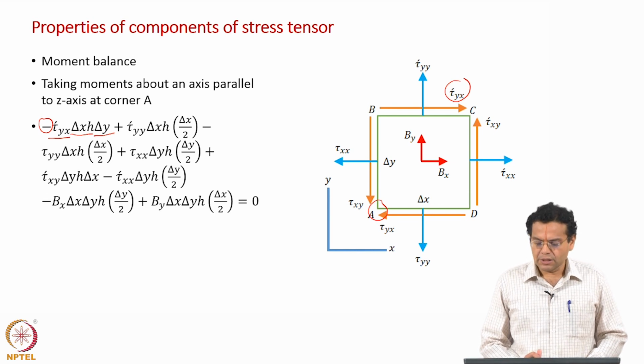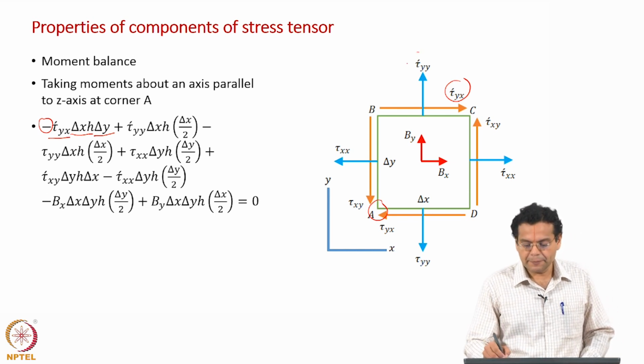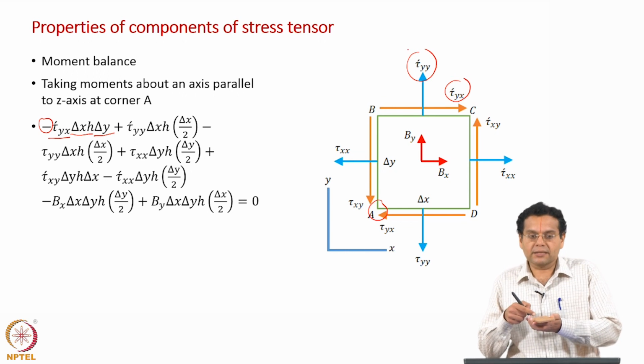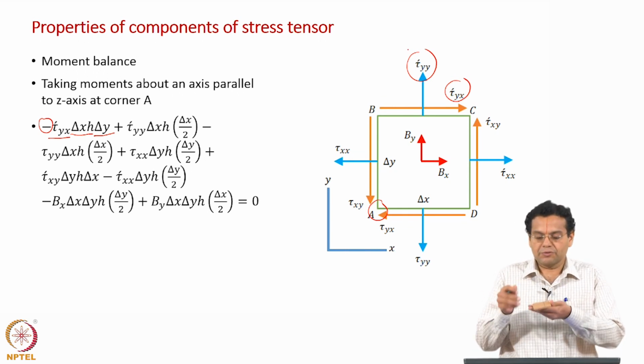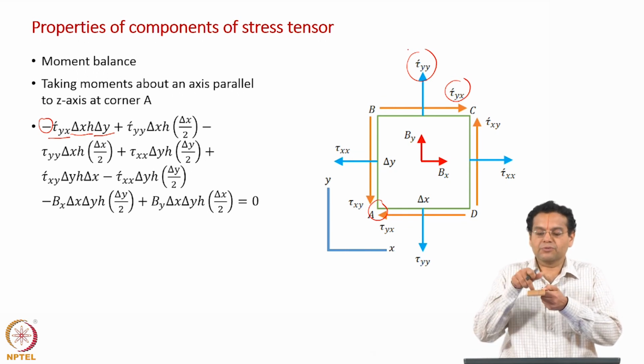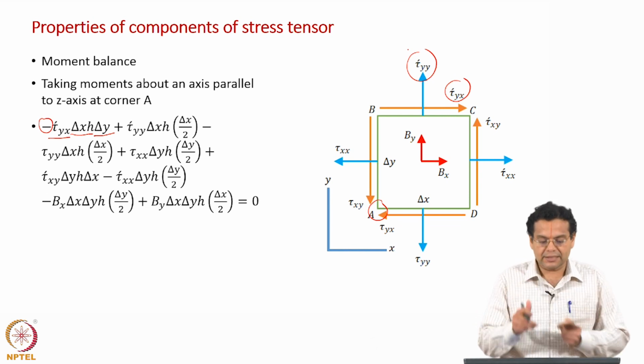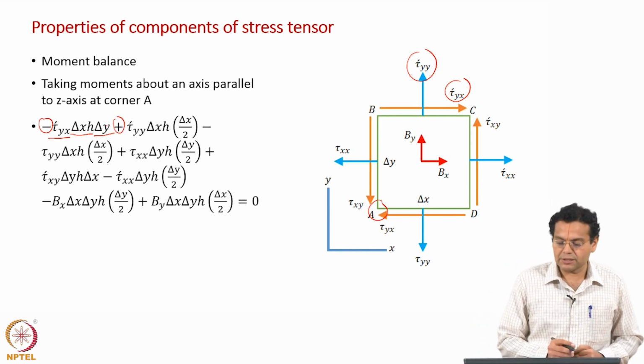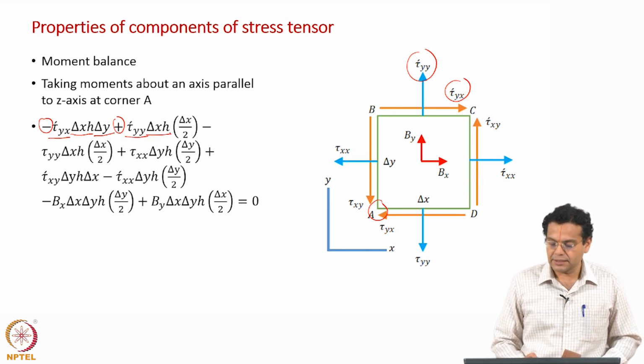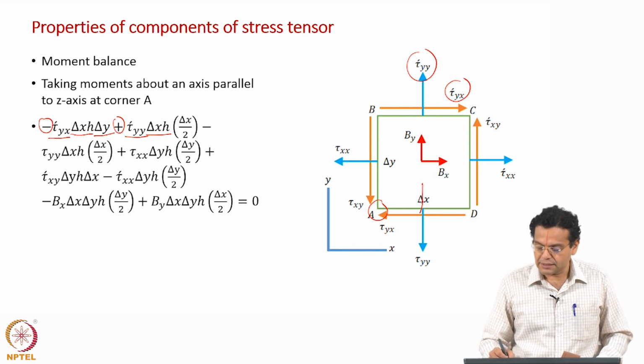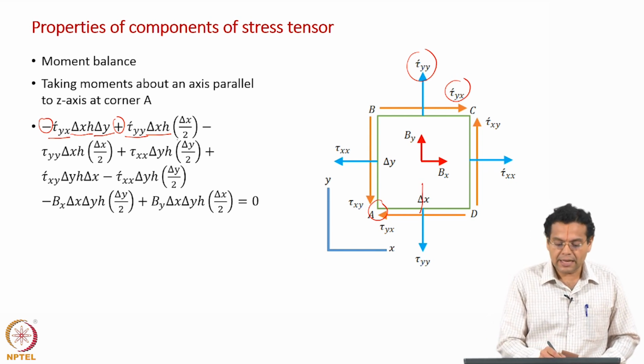Now, let us go to tau dash yy. Now, this will rotate in the anti-clockwise direction. If you pivot it here and allow this force, this will rotate in the anti-clockwise direction, and that is why this is positive. The stress value is tau dash yy, the area is delta x into h. Now, the perpendicular distance from here is delta x by 2.